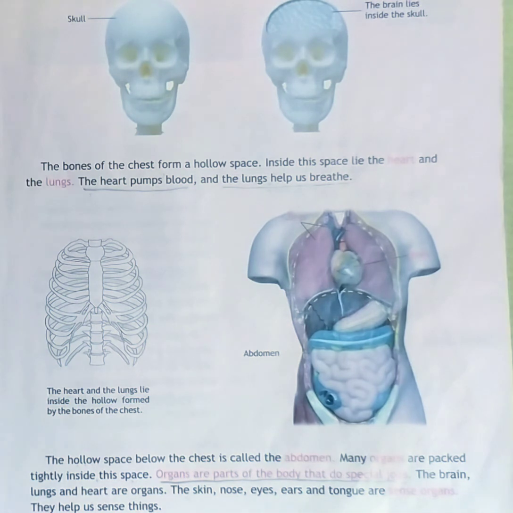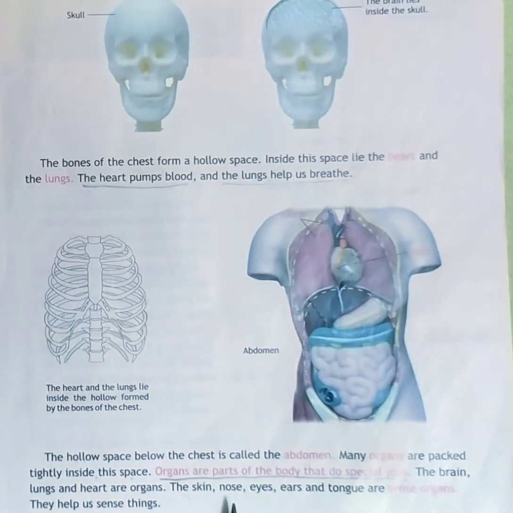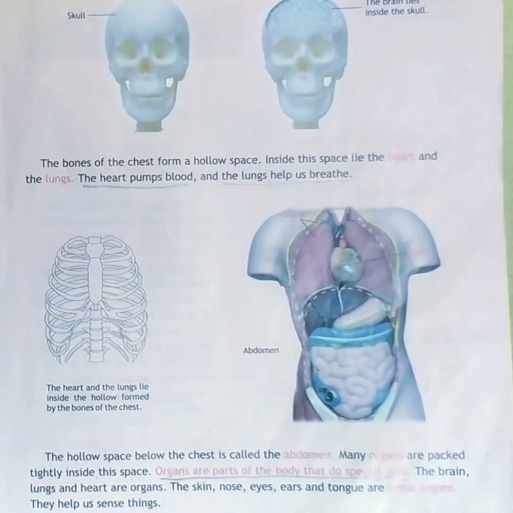And what are sense organs? We have learnt the five sense organs. The skin, nose, eyes, ears, and tongue are the sense organs. They help us to sense things. The skin is to feel, the nose to breathe, the eyes to see, the ears to hear, and the tongue to taste. Organs are parts of the body that do a special job, and sense organs help us to sense things.